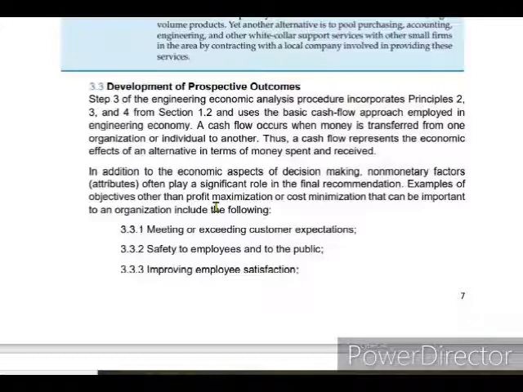So it is a representation of some effects, okay, economic effects. So, in addition to the economic aspect of decision making, non-monetary factors or attributes often play a significant role in the final recommendation. Examples of objectives other than profit maximization or cost minimization that can be important to an organization include the following. So, these are the other aspects.